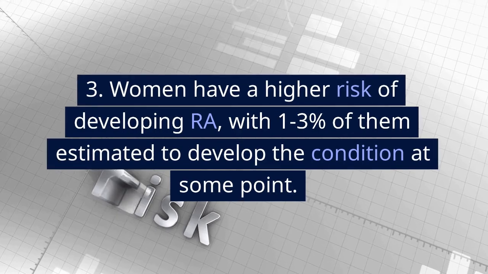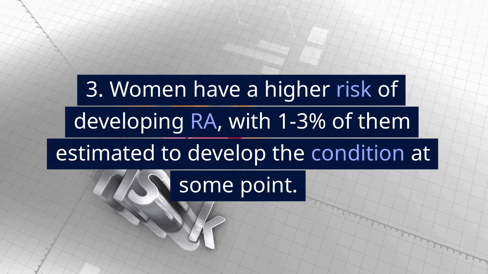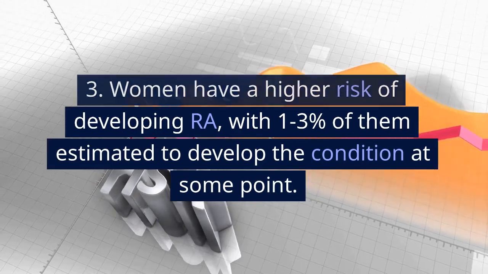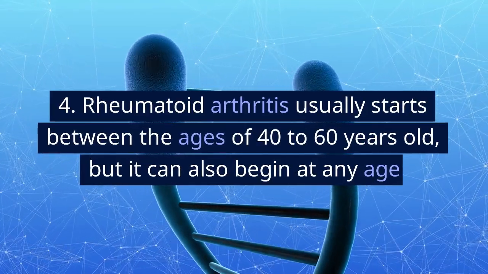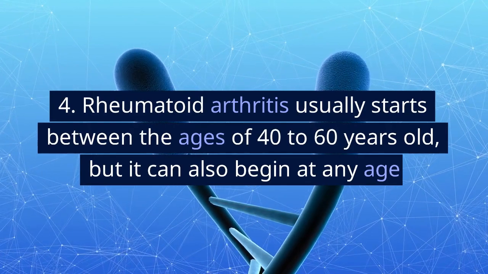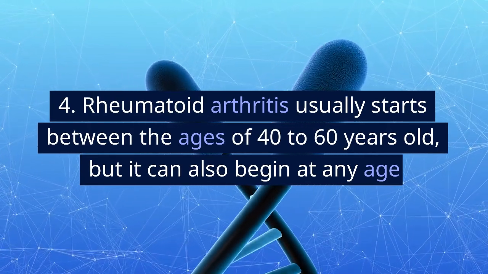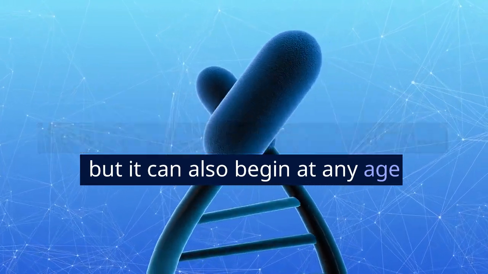Women have a higher risk of developing RA, with 1 to 3% of them estimated to develop the condition at some point. Rheumatoid arthritis usually starts between the ages of 40 to 60 years old, but it can also begin at any age.